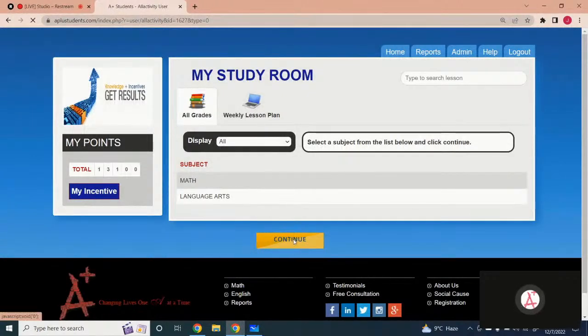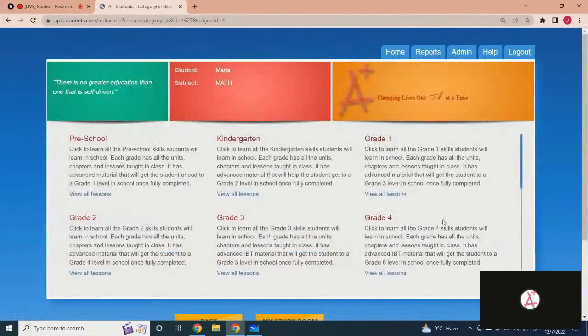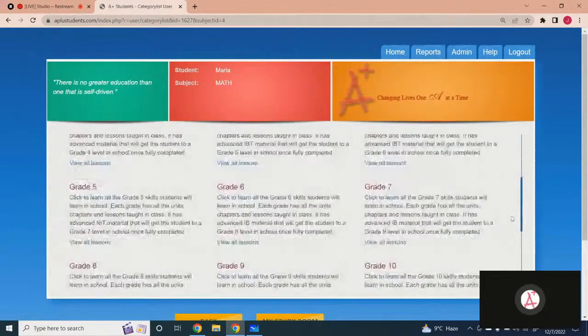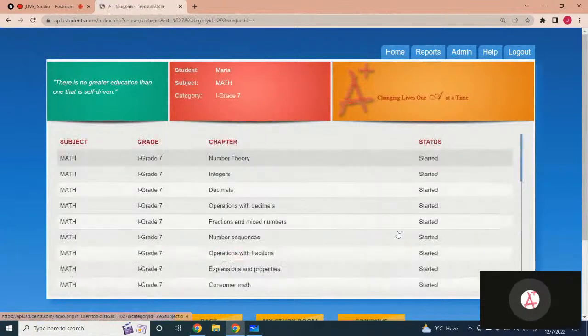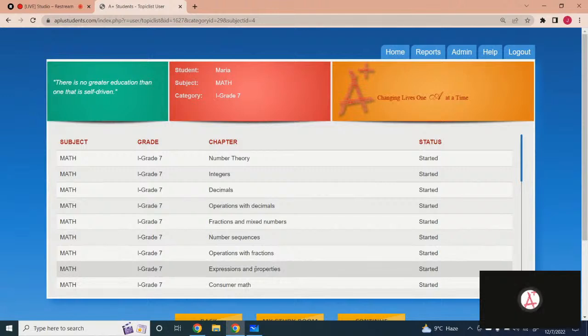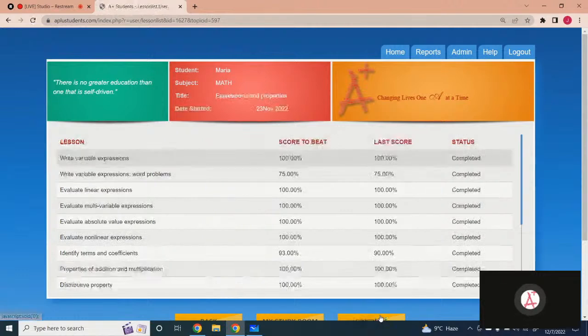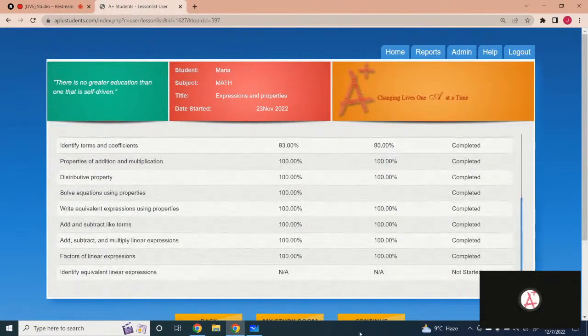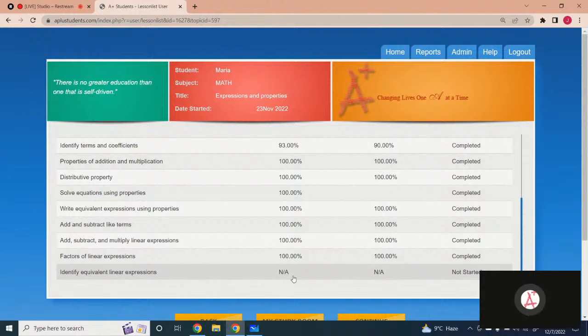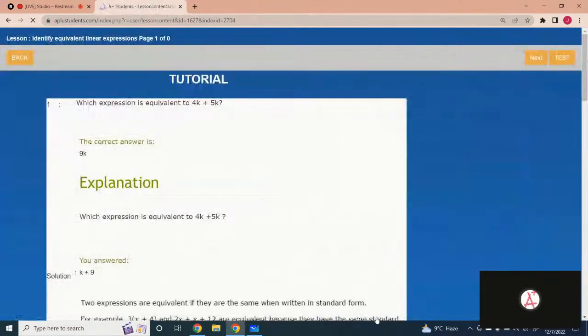select the math from the subject tab, click on the continue button, scroll down to grade 7 maths, click on view all lessons, and we're working on the chapter expressions and properties. Here is the chapter, click on the continue button. And the lesson we are going to start is identify equivalent linear expressions. Here is the lesson. Let's start with the lesson.